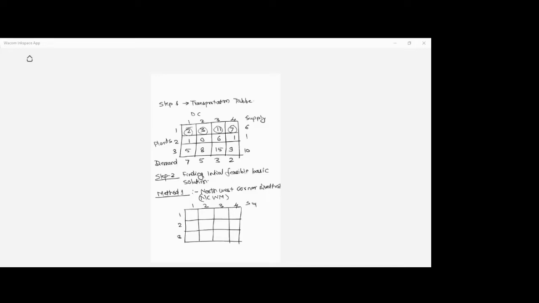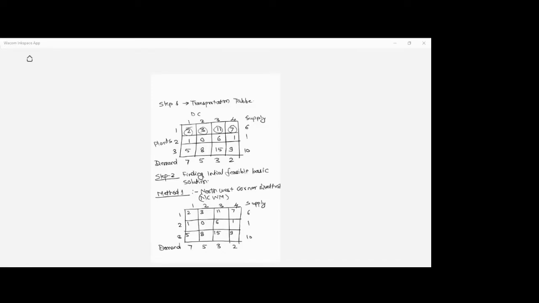We have the supply with us: 6 million liters, 1, and 10 million liters. We also have the demand, which is 7 million liters, 5 million liters, 3 million liters, and 2 million liters. Now the unit cost will be written in the upper corner. This is the unit cost that we have seen according to the matrix terminology.